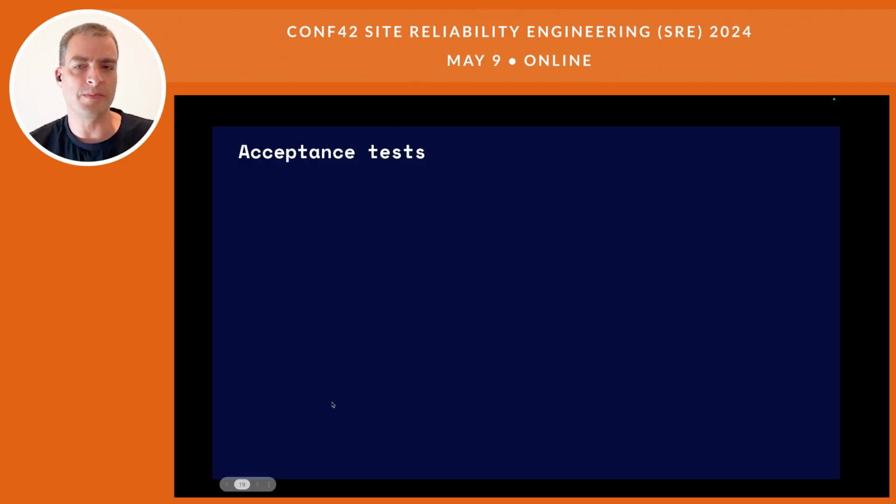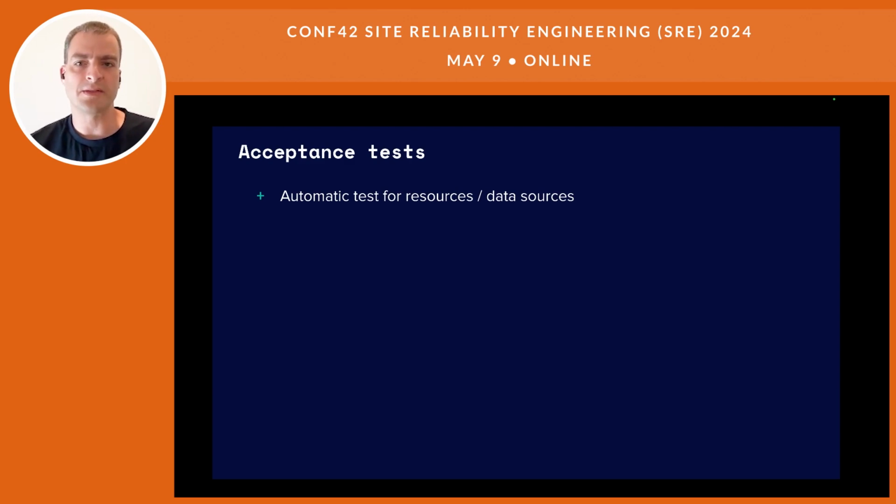After we created the code, we debugged it. It seems to be working. Add acceptance tests. They will be used both for automatic tests during deploys inside GitHub Actions, but you can also use them locally to make sure that your changes are valid and you didn't break anything. You can have automatic testing for resources, data sources, providers, and anything that you created.